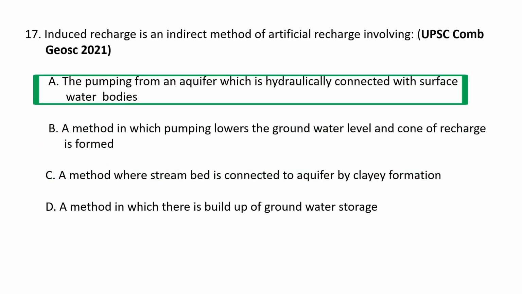So here induced recharge is an indirect method of artificial recharge. So what does it involve? It involves the pumping from an aquifer which is hydraulically connected with the surface water bodies. A is the correct option.